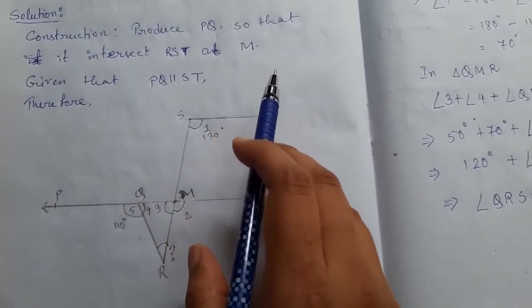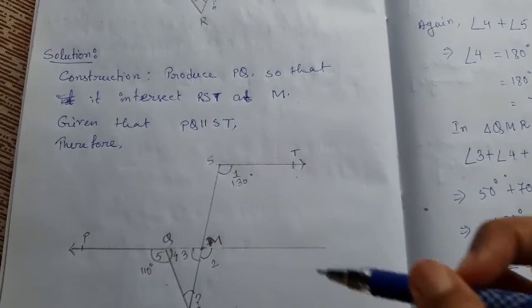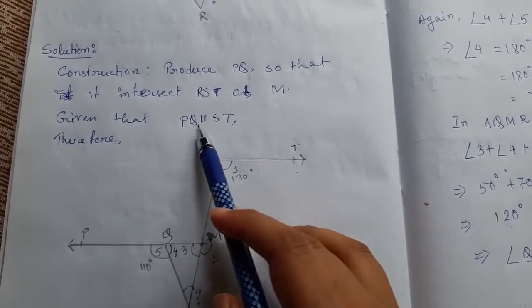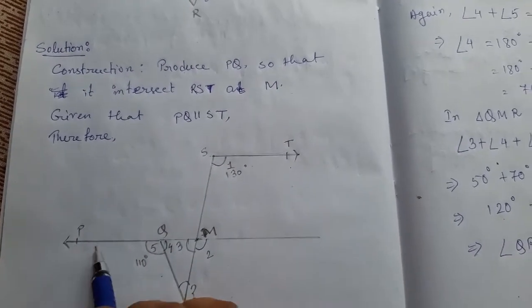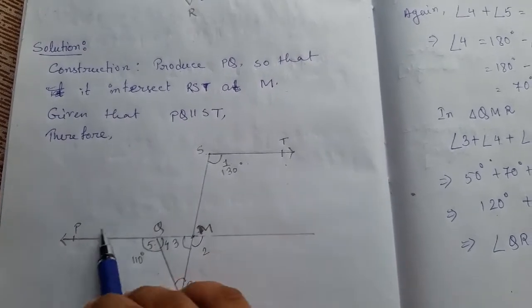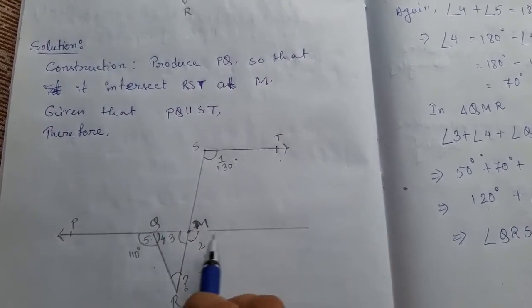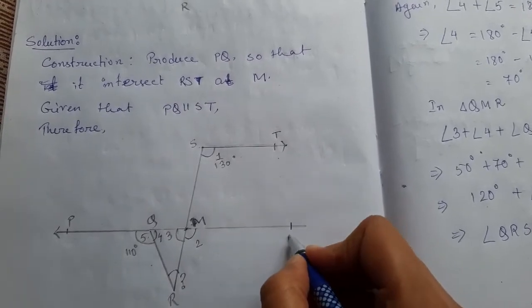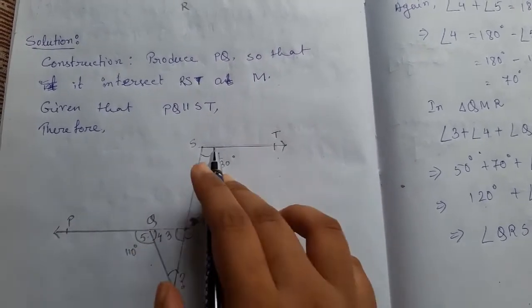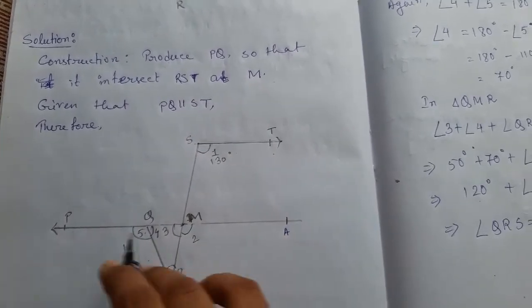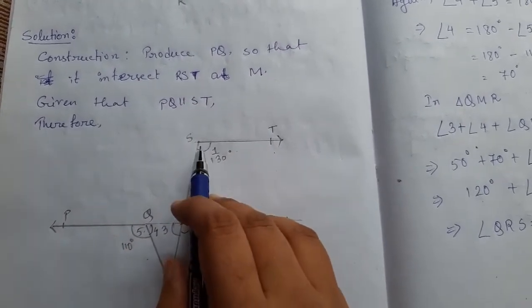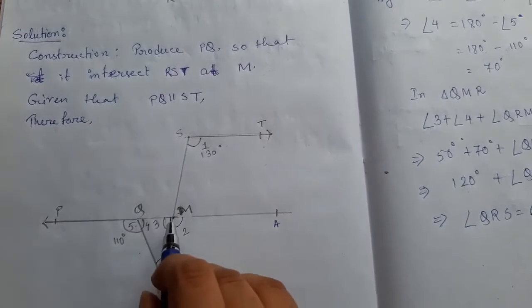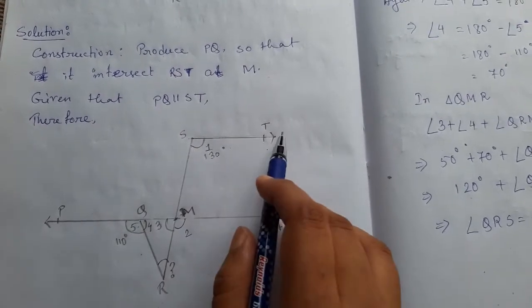Given that PQ is parallel to ST. Since PQ is parallel to ST, that means this extension PQM, suppose here is another point A. Since PQ is parallel to ST, you can say that PA is also parallel to ST, or you can say MA is also parallel to ST.